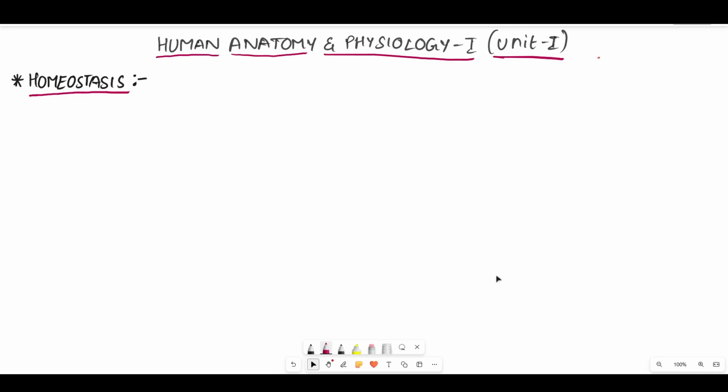Today let's cover the last topic in the introduction of unit 1, which is homeostasis. This is one of the important topics which is more frequently asked in your semester exams. Homeostasis means: homeo is sameness, stasis is standing still.